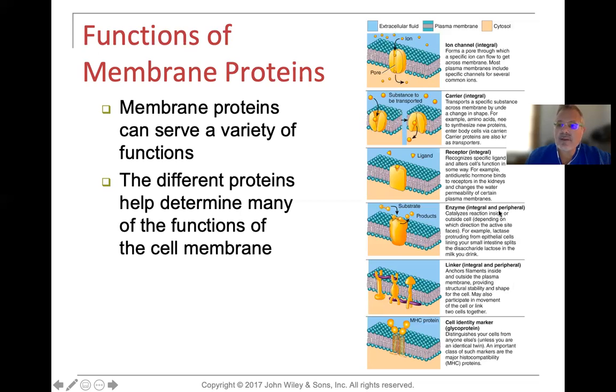Enzymes, these are integral or peripheral proteins, and these are designed to speed up the reaction time, okay? They catalyze reactions inside and outside of the cell, right? Enzymes speed up reaction time. We have digestive enzymes in our stomach, and they speed up the rate at which it can break down proteins and carbohydrates and fats, right?